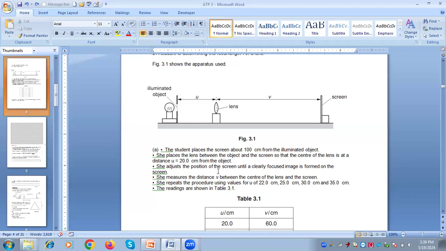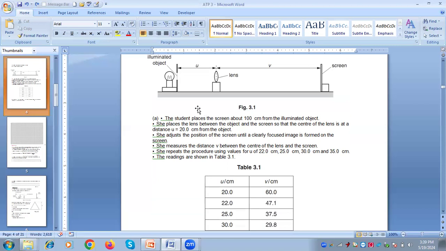She adjusts the position of the screen until a clearly focused image is formed on the screen. She measures the distance v, the distance between the lens and the image. Object distance is u, image distance is v. So she measures the distance v between the center of the lens and the screen, and she repeats the procedure using values for u of 22, 25, 30, and 35 centimeters.